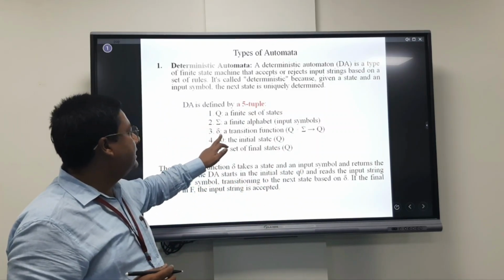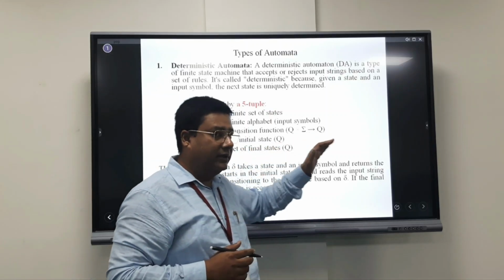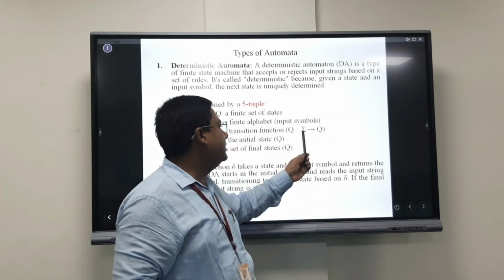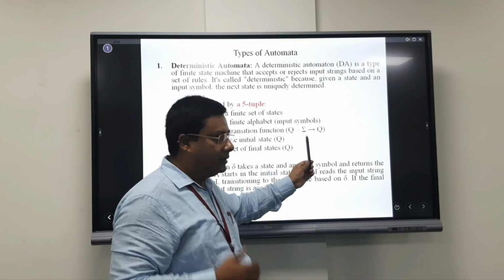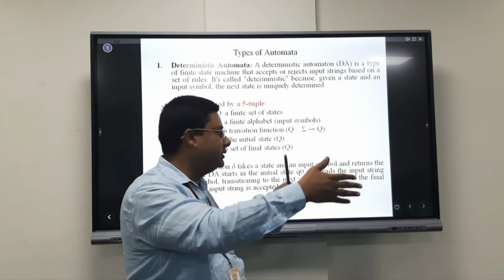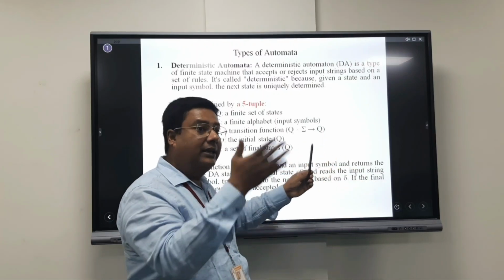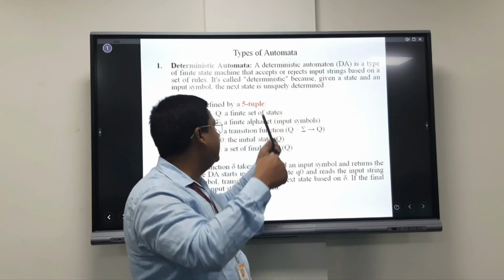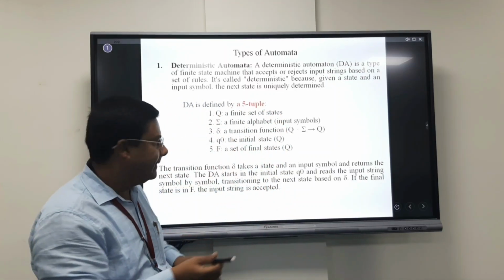The third one is the transition function. This is the main important function. This is the transition function where input and alphabets combine together, generating the transition function to Q, and Q is also the set of these states.